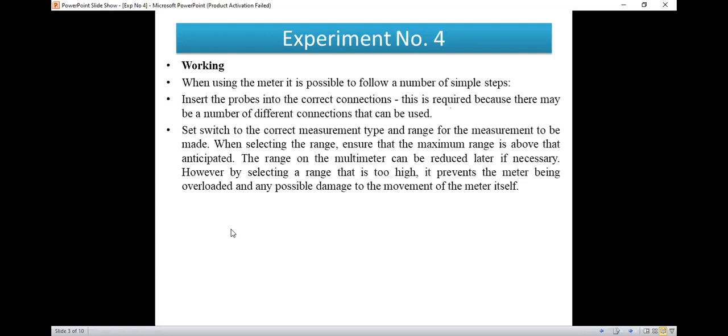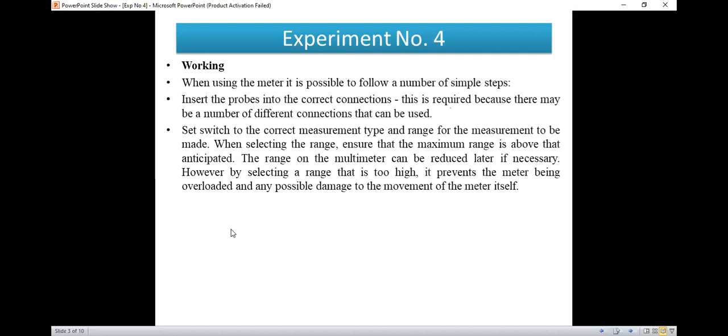While doing the practical, when selecting the range, ensure that the maximum range is above that anticipated. The range on the multimeter can be reduced later if necessary. So the range of that meter can be reduced. However, selecting a range that is too high prevents the meter being overloaded.